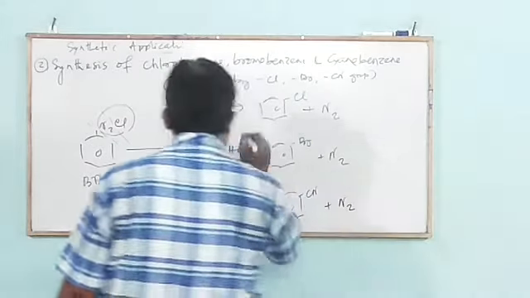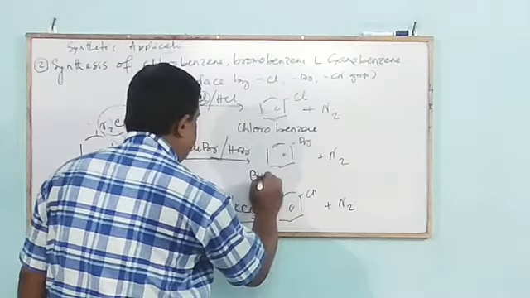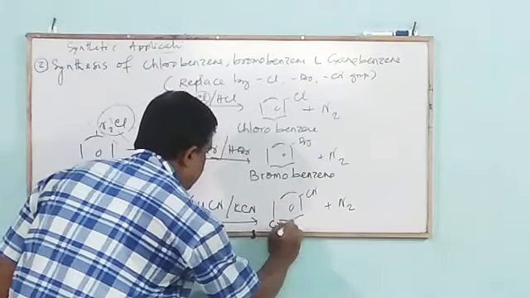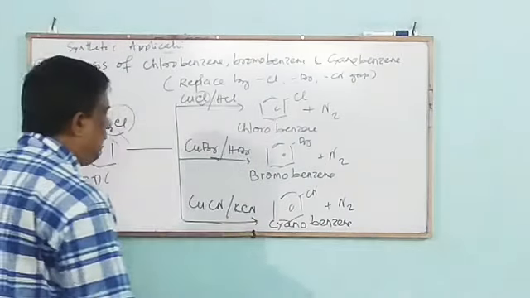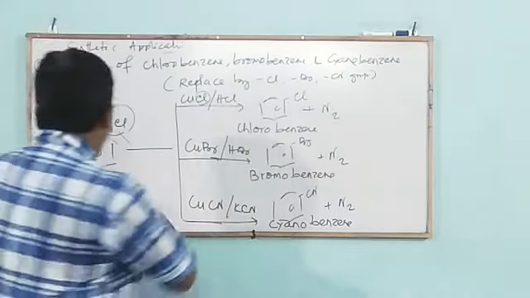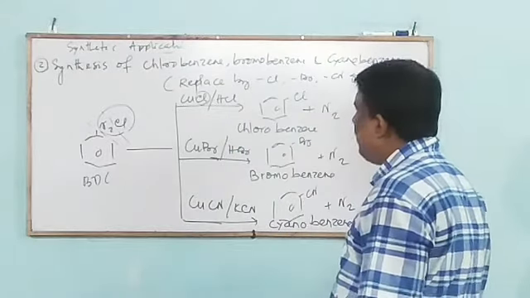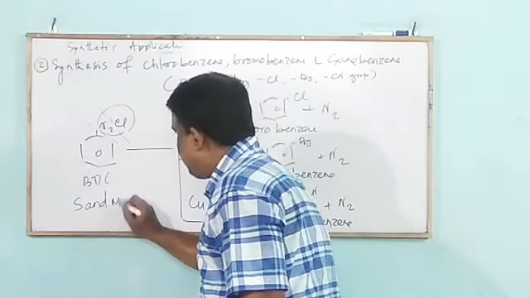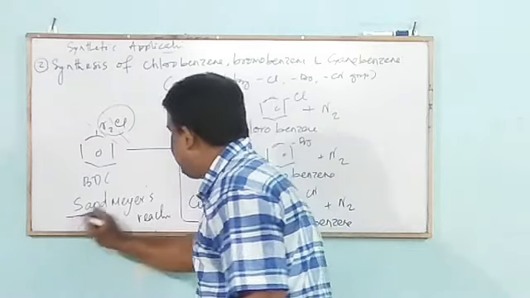Mark that. Its name is chlorobenzene. Its name is bromobenzene. Its name is cyanobenzene, or phenyl cyanide, or benzonitrile. So in this process, benzene diazonium chloride is transformed to chlorobenzene or bromobenzene or cyanobenzene. It is a scientific name reaction, known as the Sandmeyer reaction. Important for the exam point of view.